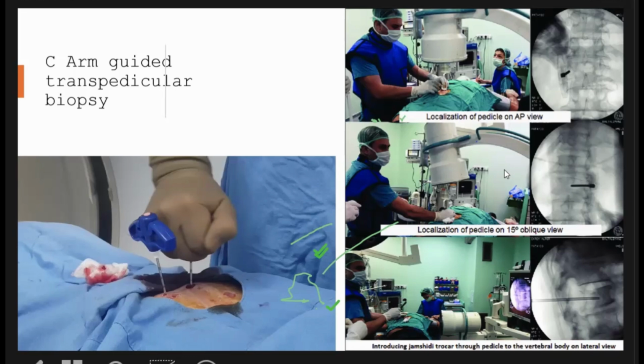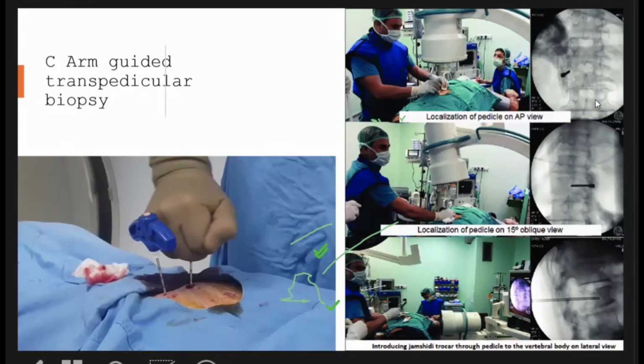So visualizing through the x-rays with an AP and lateral film, we can pass a tiny trocar through. The patient may require local sedation or a mild anesthetic, positioned in a prone position. And by visualizing through the x-rays on an AP and lateral film, we can visualize the pedicles and pass the trocar through that.